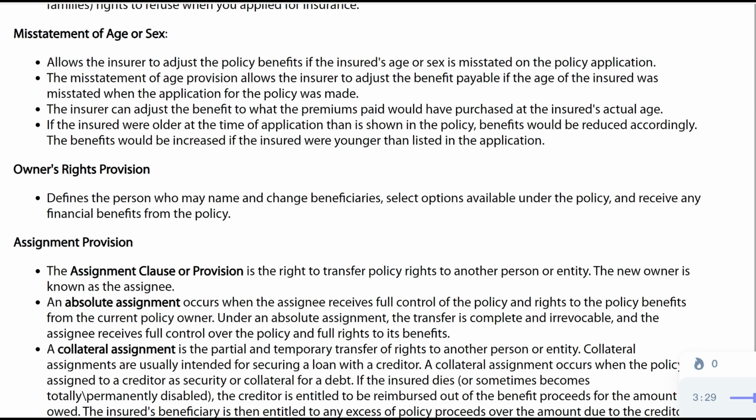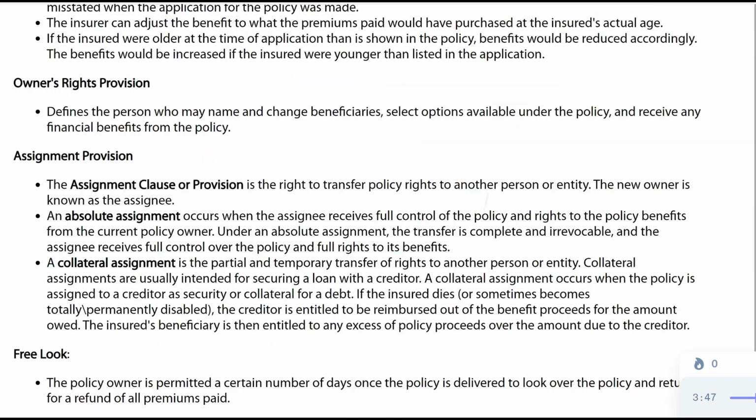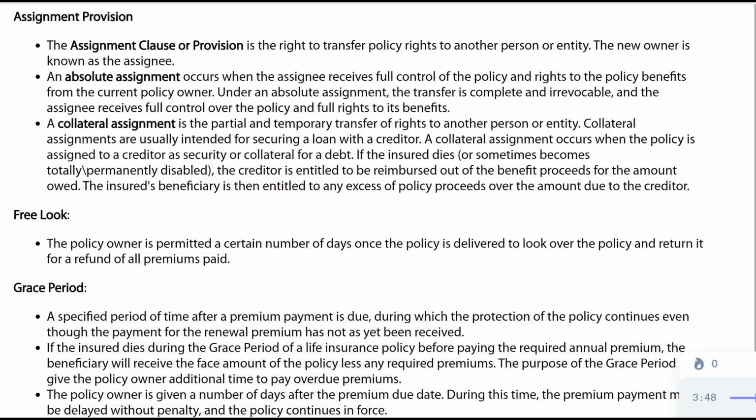Assignment provision. The assignment clause or provision is the right to transfer policy rights to another person or entity. The new owner is known as the assignee. An absolute assignment occurs when the assignee receives full control of the policy and rights to the policy benefits from the current policy owner. Under an absolute assignment, the transfer is complete and irrevocable, and the assignee receives full control over the policy and full rights to its benefits.